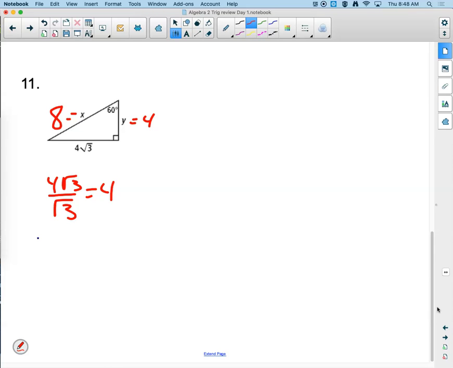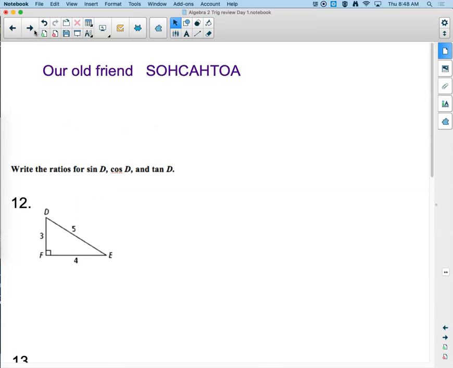So again, 30, 60, 90s, 45, 45, 90s, not supposed to be really complicated. It should be something that you look at and you go, oh, this is what I do with these. And you work forwards. Alrighty, SOHCAHTOA. Got to remember SOHCAHTOA, basic trig.